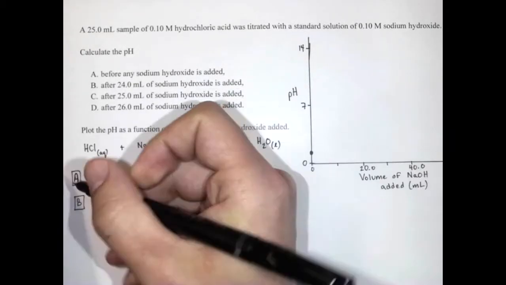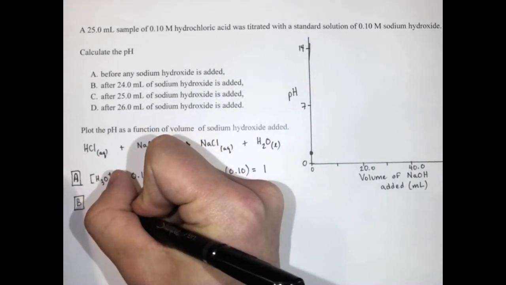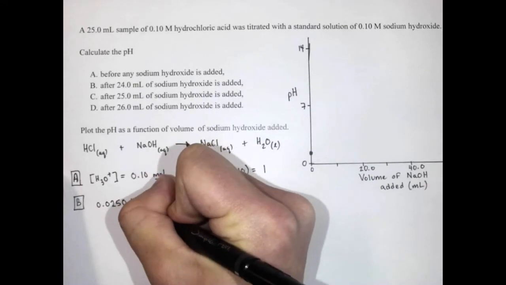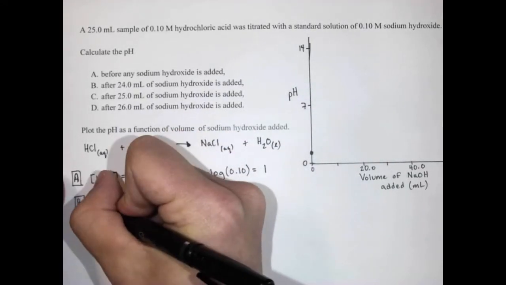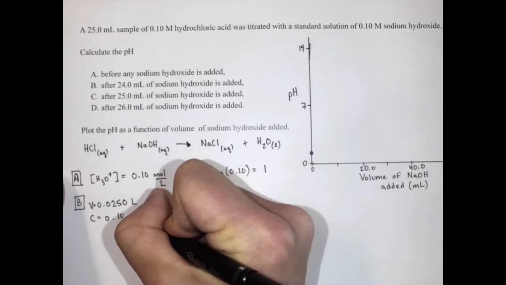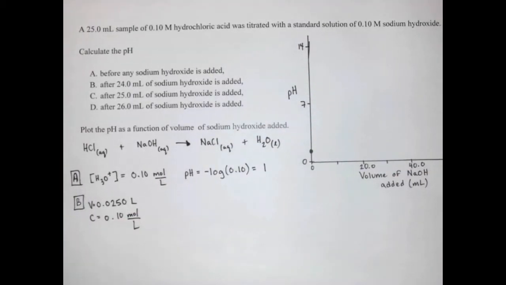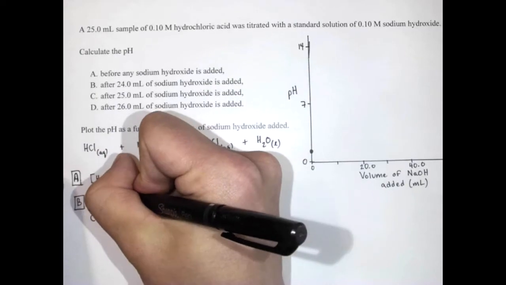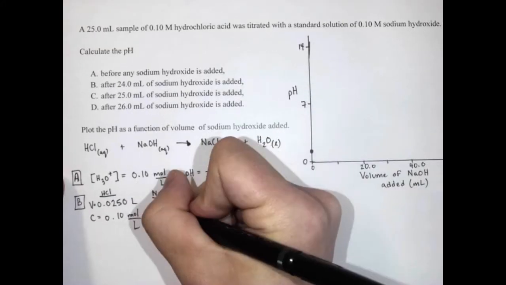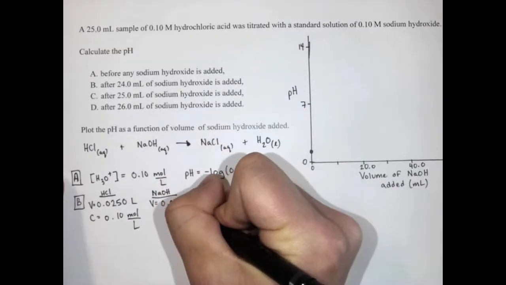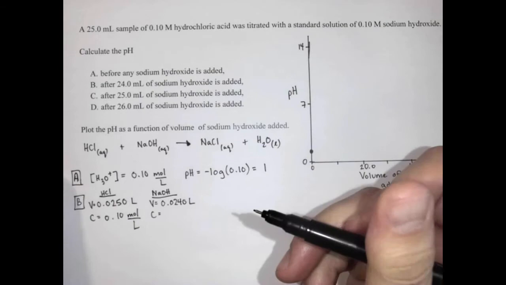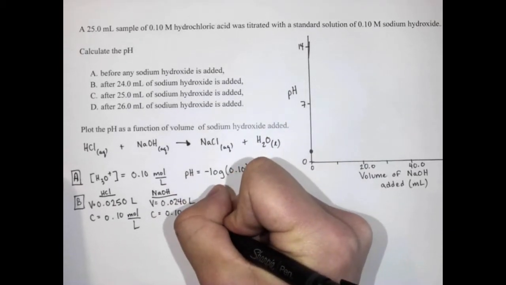Well, I know of the hydrochloric acid, I've got 25 mils, which I'm going to write out as liters. And it has a concentration of 0.10 mole per liter. And for the base, sodium hydroxide, I added 0.0240 liters, or 24.0 milliliters, and it has a concentration of 0.10 moles per liter.